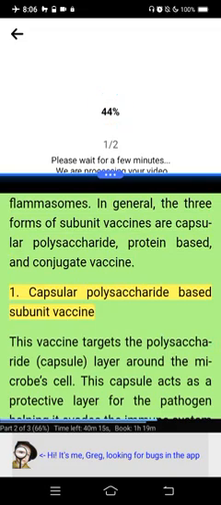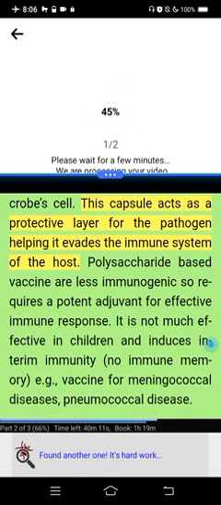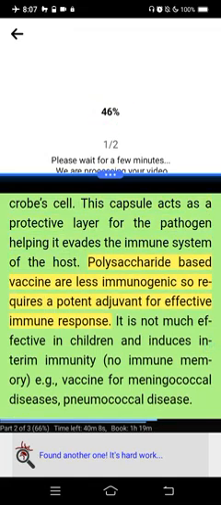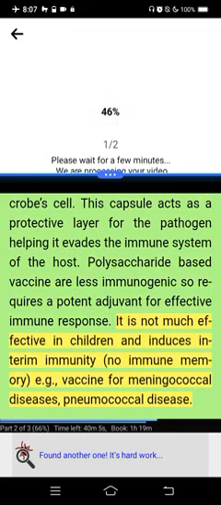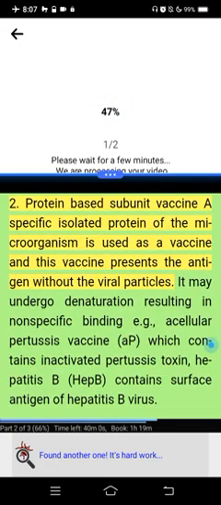1. Capsular polysaccharide-based subunit vaccine. This vaccine targets the polysaccharide capsule layer around the microbe cell. This capsule acts as a protective layer for the pathogen, helping it evade the immune system of the host. Polysaccharide-based vaccines are less immunogenic, so they require a potent adjuvant for effective immune response. It is not much effective in children and induces temporary immunity, no immune memory, e.g., vaccines for meningococcal disease, pneumococcal disease.